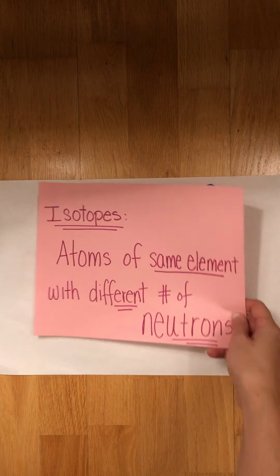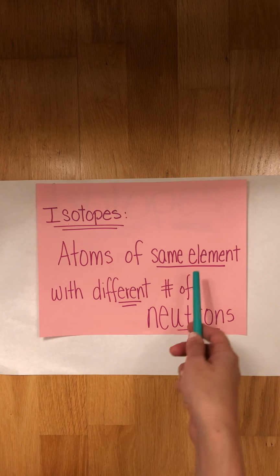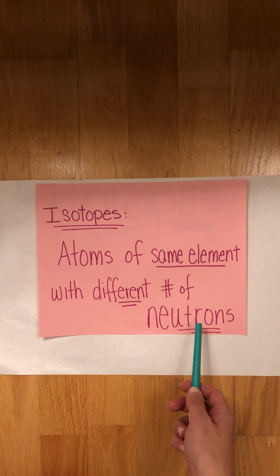This is a video about isotopes. Isotopes are atoms of the same element with different numbers of neutrons.